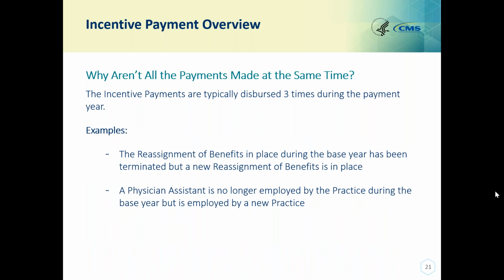And this is an example of why payments aren't made at the same time. It's usually due to, one, a reassignment of benefits that was in place during that base year, but it's been terminated and a new reassignment has been put in place. And the other instance is a physician assistant who is no longer employed by the practice during the base year, but is employed by a new practice. So those are just some of the reasons why. Of course, it's not limited, but those are basically the main reasons. Next slide, please.